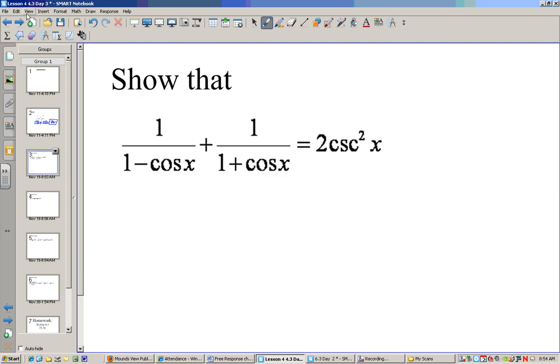Alright, let's take a look at this. Now let's start with this left side and somehow convert it to this right side. If you're reviewing, I would pause the video right now, make sure you can do this on your own. So we're going to do the same thing we did previously. We're going to multiply 1 minus cosine x times 1 plus cosine of x. We're going to do that on both sides.